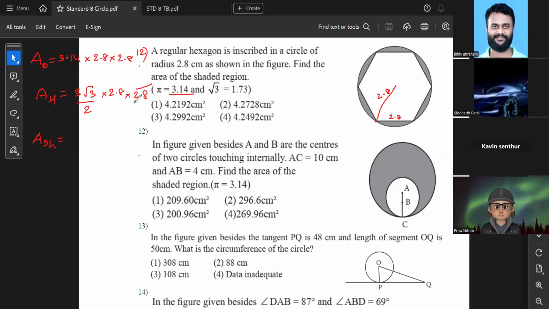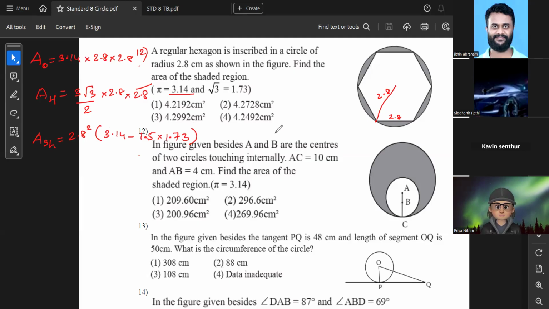Let's take 2.8 and 2.8 common, that will anyway come out as common. And the rest, I don't see anything else common. So 2.8 square will come out as common. Here I'll be left with 3.14 minus, and here I'll be left with 1.5 multiplied by 1.73.